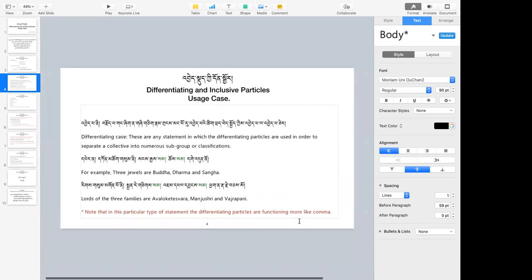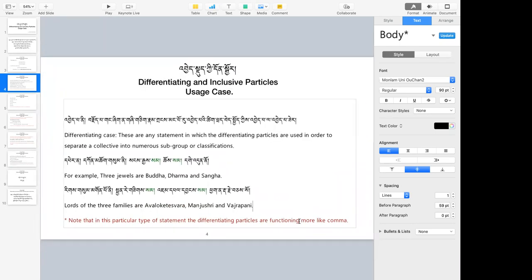Now, note that in this type of statement, the differentiating particles function more like a comma. What it does is separate each of these different classifications and act as punctuation. So it functions more like a comma. When we have more than one classification, it functions as a comma to provide us with the classifications of a collective.